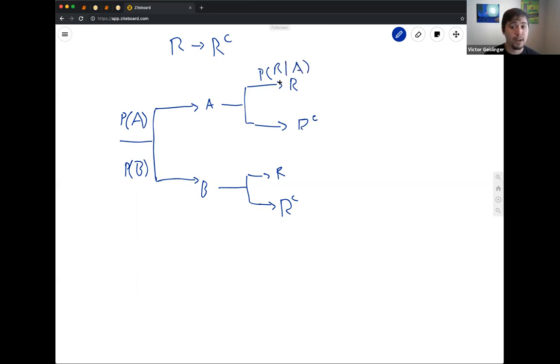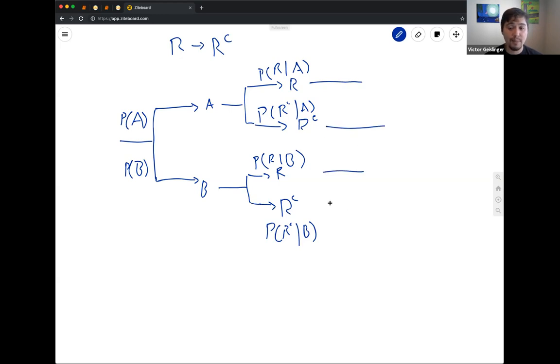Because we can only get to this point right here if A happens, then R happens. And similarly right here, the probability of R complement, not R, given that A happens. You can probably see what this one is going to be: the probability of R given that B happens, and the probability of not R given that B happens. Hopefully at this point it's nothing too fancy. Most probability isn't super complicated, it's just kind of hard to trace out everything that goes on.